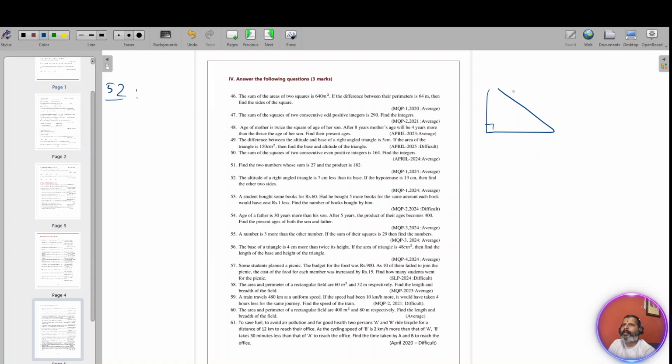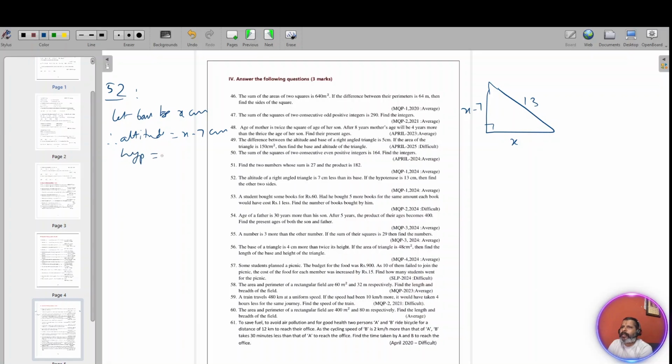Let this be a right angle triangle. The altitude of a right triangle is 7 centimeter less than its base. Means if I assume x as base, then x minus 7 will be the altitude. If hypotenuse is 13, you write: let base be x centimeter. Therefore, altitude becomes x minus 7 centimeter.